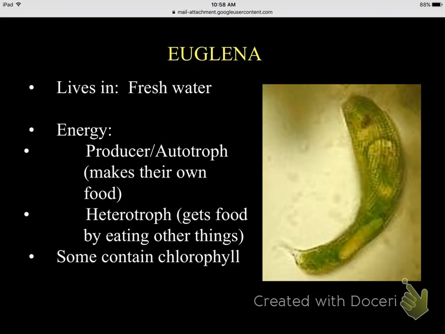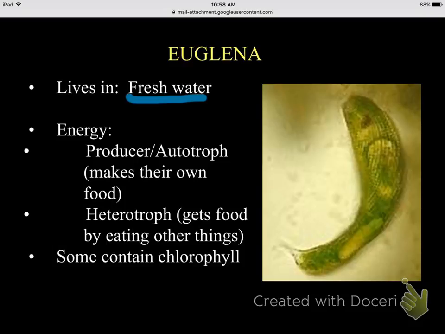The first type of protist we're going to talk about is the euglena. All of these different protists that you're going to learn about live in water. Some of them are freshwater, some of them are saltwater. So the euglena specifically lives in freshwater. Okay, so these are your lakes, your rivers, your streams, things like that.